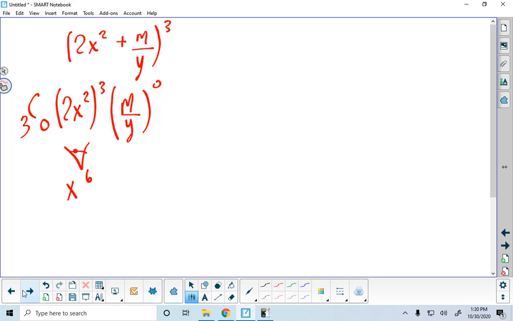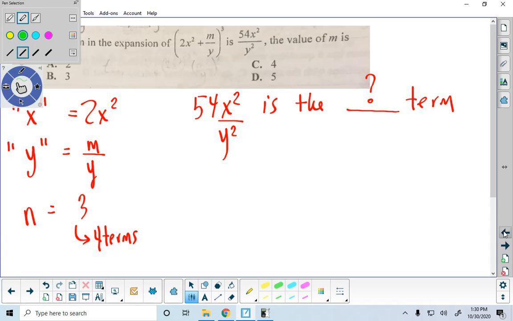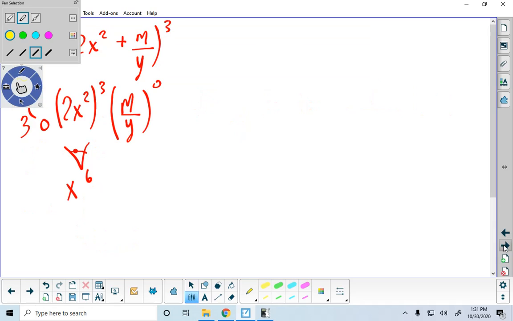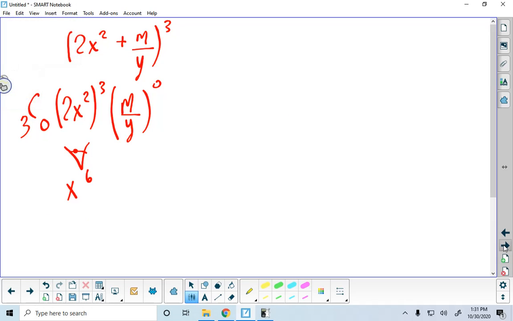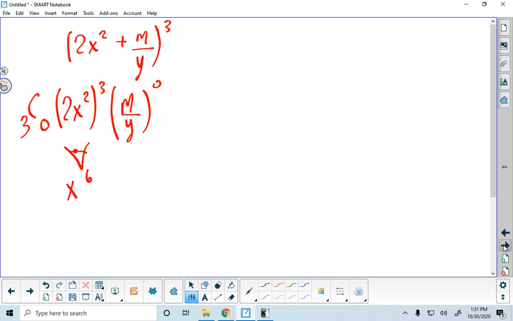So the first term will contain x to the 6. When I take a look at the problem, which we've boiled down to which term number is 54x squared over y squared, 54x squared over y squared has x squared. It does not have x to the 6, which is what the first term has. So if I continue in this fashion, that's probably the most efficient way for me to find out which term number that 54x squared over y squared is.